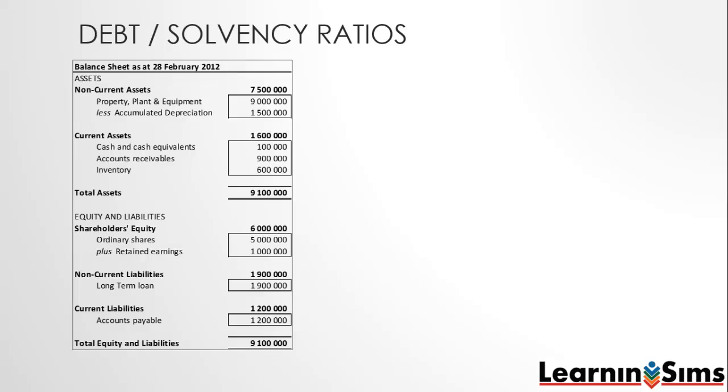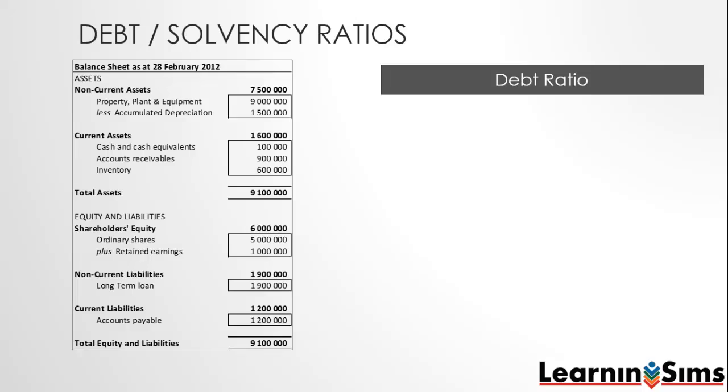The other concept to consider when looking at debt is financial leverage. This is the magnification of risk and return through the use of debt. The first ratio we will look at is the debt ratio. It measures the proportion of total assets financed by the firm's debt.